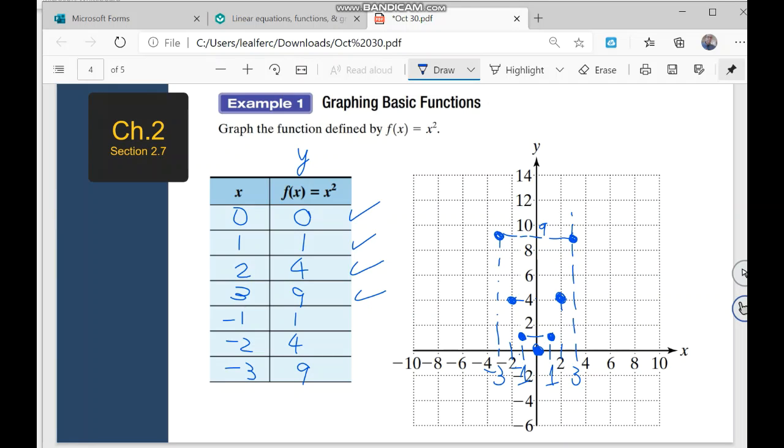Connect the dots, and you will have the graph of the parabola that we're looking for. Right? This is how you graph functions: by defining a few points and graphing them on the graph paper, or here on the screen, and connecting the dots.